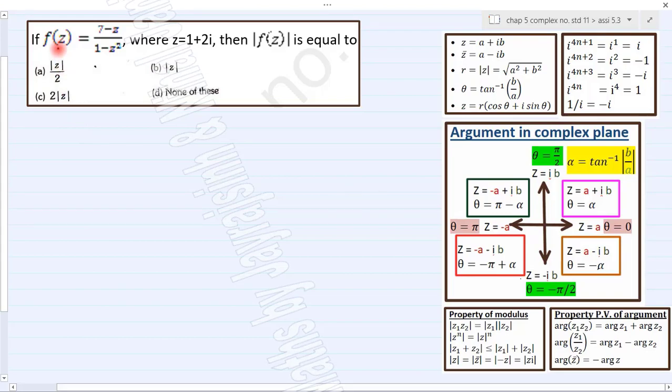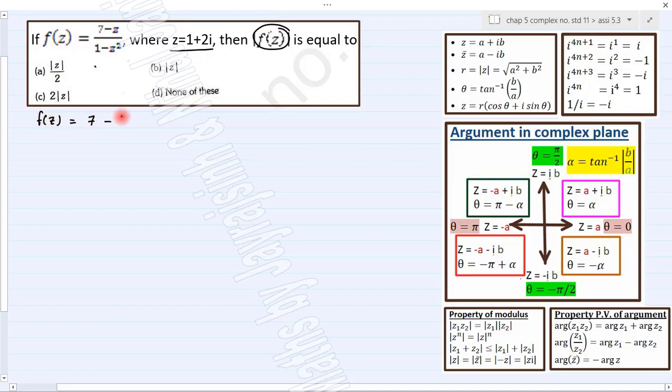Here it is given that f(z) is (7 - z)/(1 - z square), where z is equal to 1 + 2i. Then we have to find mod of f(z). So first of all, let's write down our f(z), where your z is 1 + 2i.